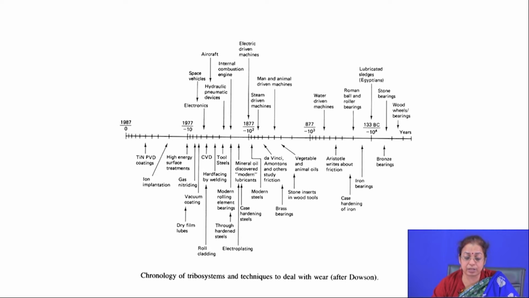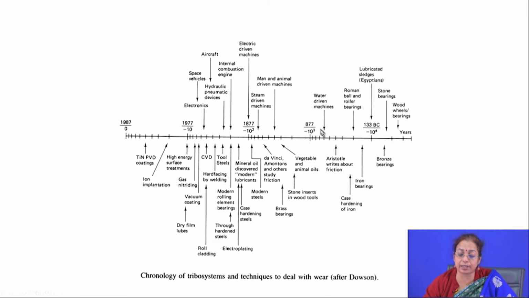slide which shows you the information about application of different surface treatment techniques over the last several decades, which are applied on the component in order to reduce the probability of wear in service. For example, in the bronze age there used to be bronze bearings, then iron bearings, then case hardening of iron, a very old process for improving the hardness and reducing the wear rate of ball and roller bearings, in 133 BC.